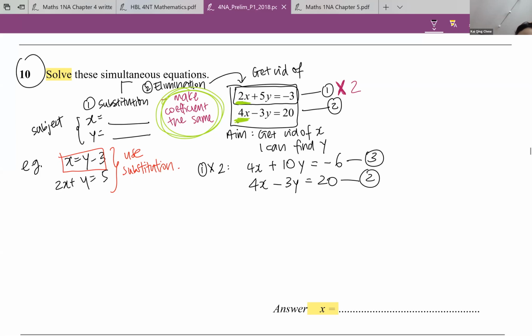Now my coefficient is the same, right? I got 4x and 4x. So I can eliminate. So what should I do next?